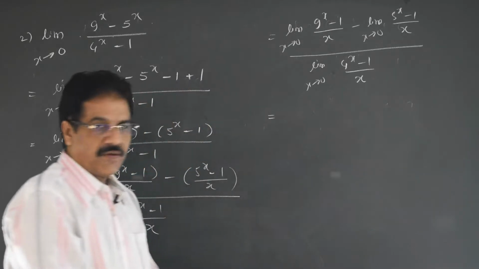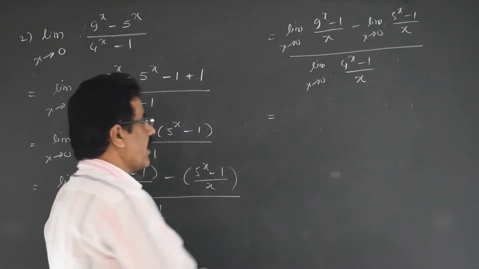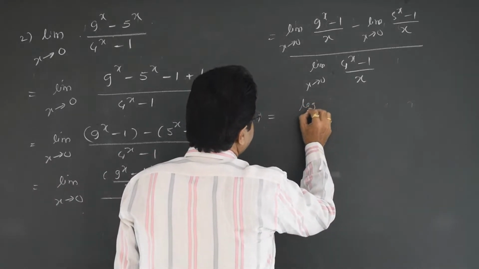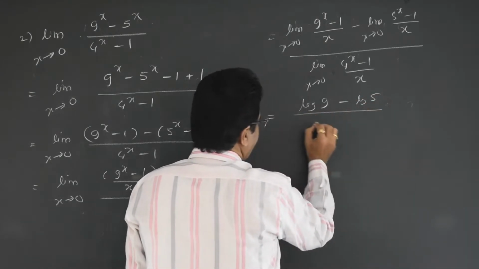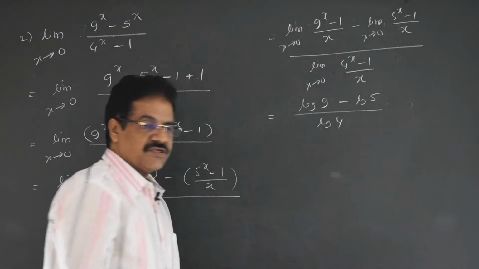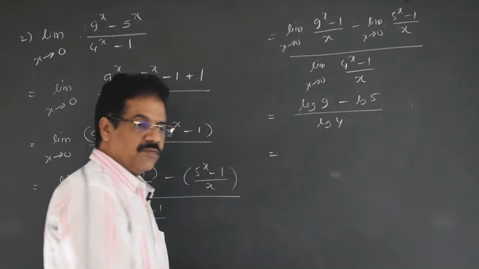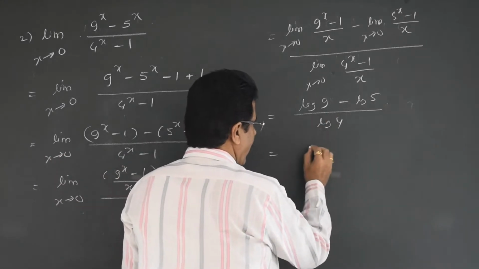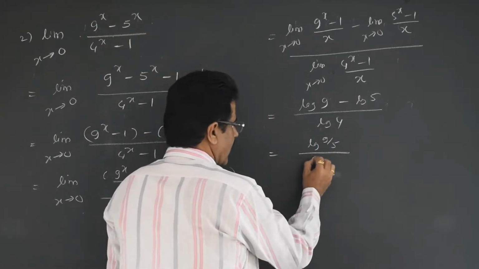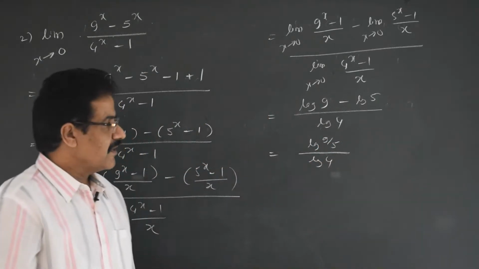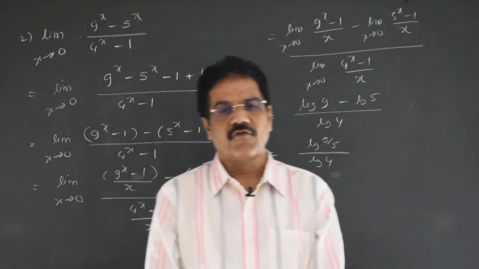And now we will use the formula (a raised to x minus 1) upon x is equal to log a. Here instead of a it is 9, so it is (log 9 minus log of 5) upon log of 4. So this is the limiting value that we are getting. Using laws of logarithm, the numerator can be combined. So it is in the form of log a minus log b, which is log of a upon b. So ultimately the final answer that we get is log of (9 upon 5) upon log 4.